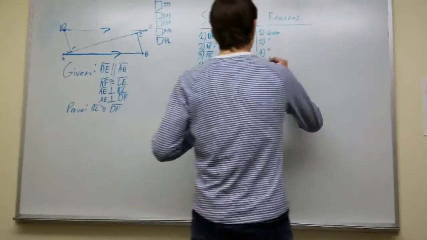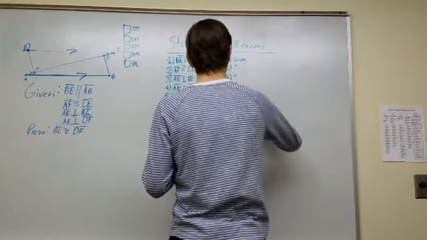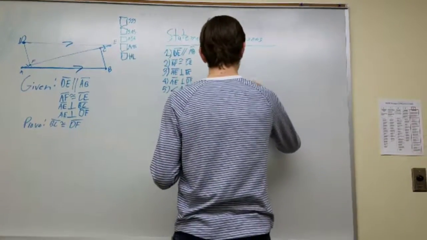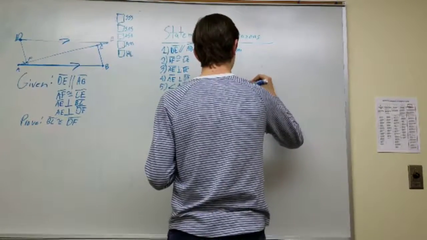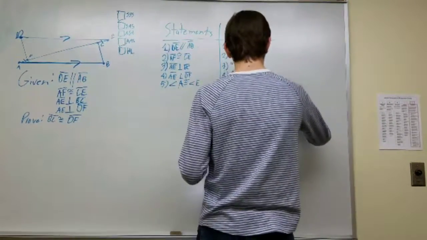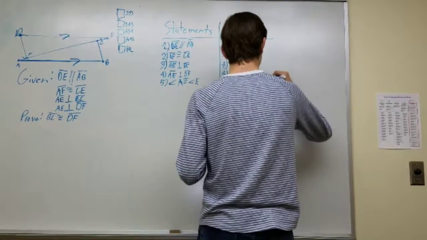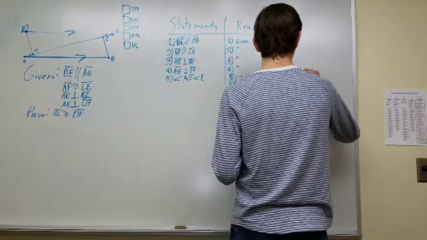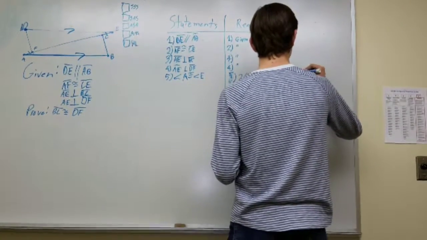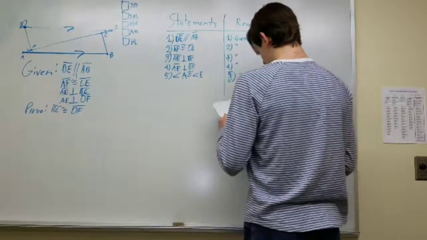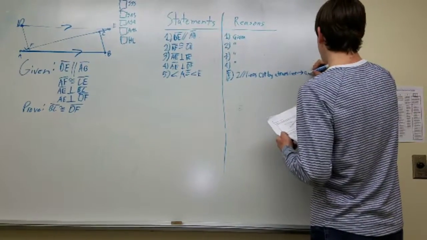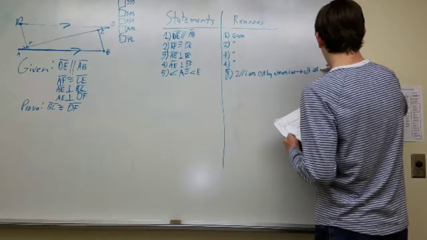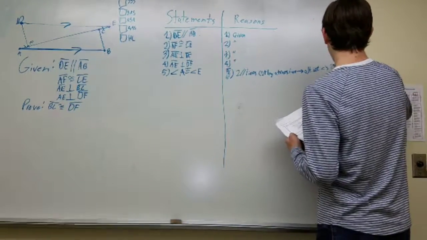So we're going to write for our reason, using short form if you like, two parallel lines cut by a transversal line implies that alternate interior angles are congruent.